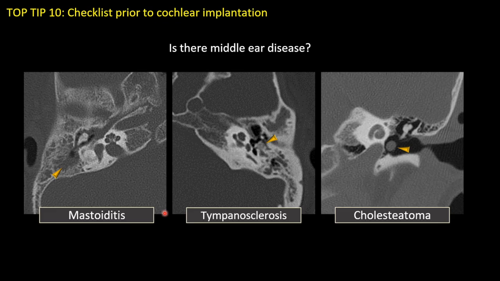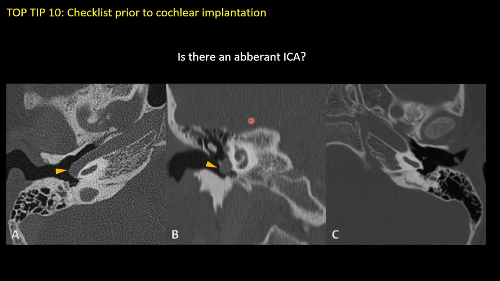Other important considerations are, is there any middle ear disease in the form of mastoiditis, tympanosclerosis, or cholesteatoma, because these will need to be treated prior to cochlear implantation. We should also look for arterial and venous anatomical variants, such as an aberrant ICA, which is seen in this case because these aberrant vessels that go through the surgical corridor are prone to iatrogenic injury.